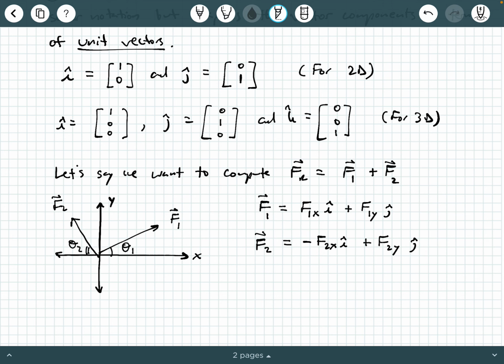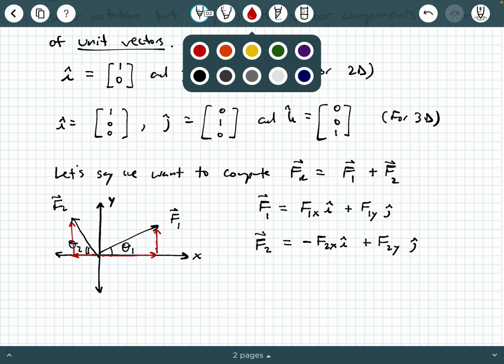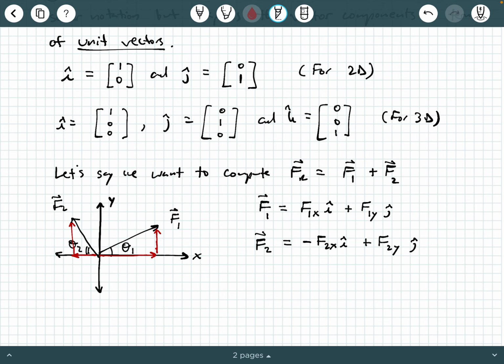Well, this is where you have to be really careful. Notice F2 is pointing into quadrant 2, okay? Which means it has a negative x component, all right? So if I were to expand this out, look at F1 first. F1 has a positive x component and a positive y component. But F2 has a negative x component, and it still has a positive y component. So this negative indicates that F2 has a negative x component, which means it's pointing to the left, all right?